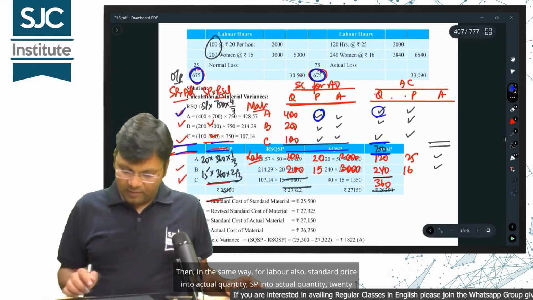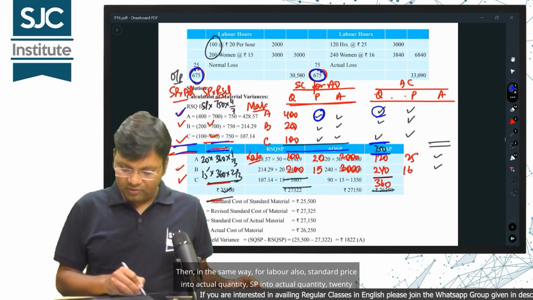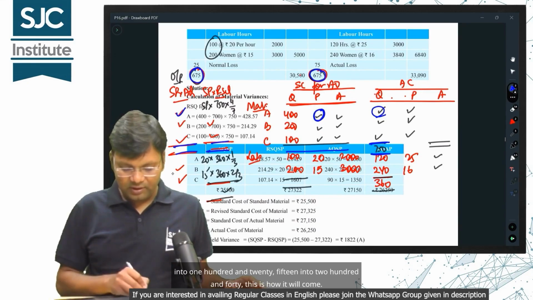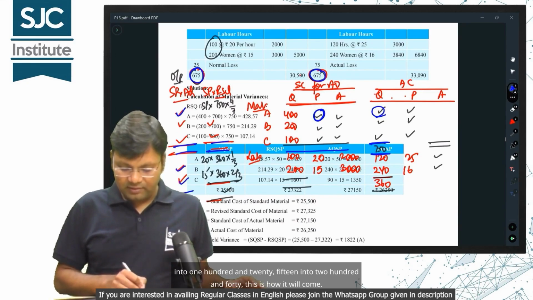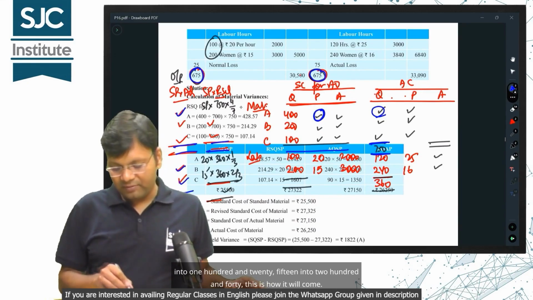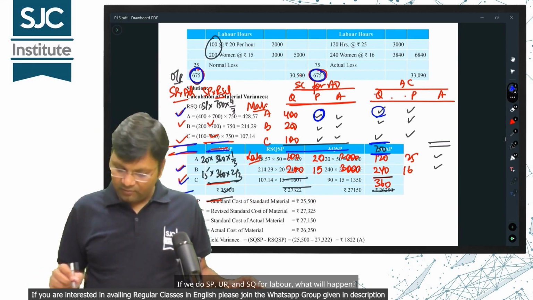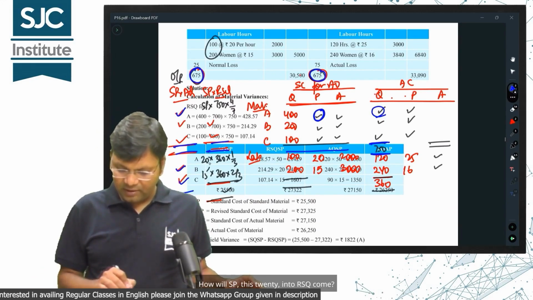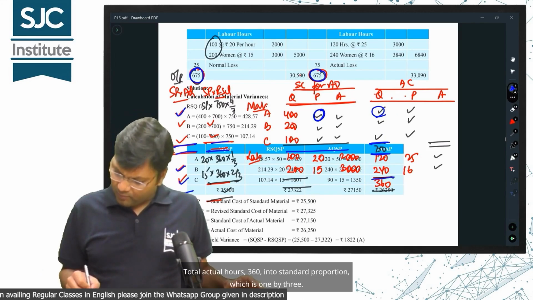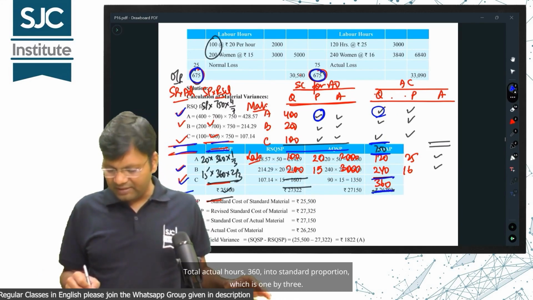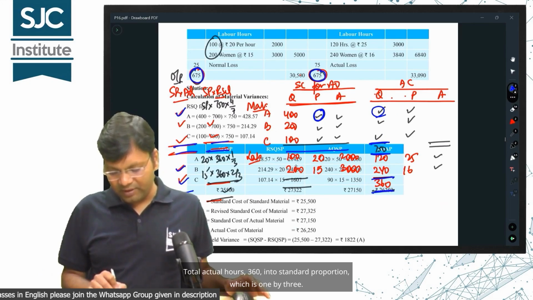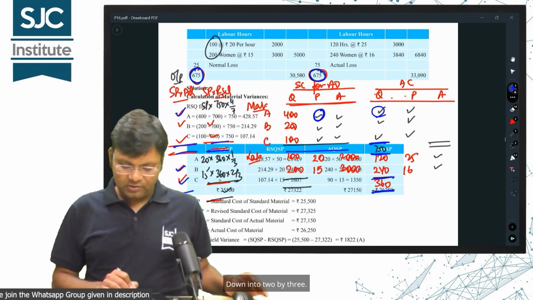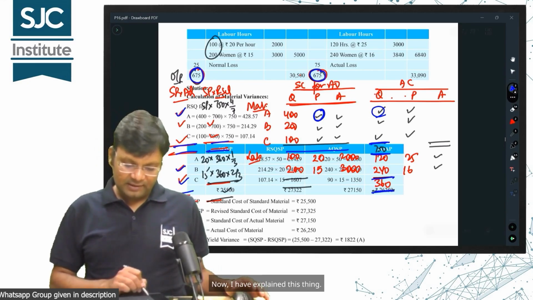Then, in the same way, for labor also, standard price into actual quantity, SP into actual quantity, 20 into 120, 15 into 240, this is how it will come. If we do SP into RSQ for labor, what will happen? How will SP, this 20, into RSQ come? Total actual hours 360 into standard proportion, which is 1 by 3, and for the other, 2 by 3. Now, I have explained this thing.